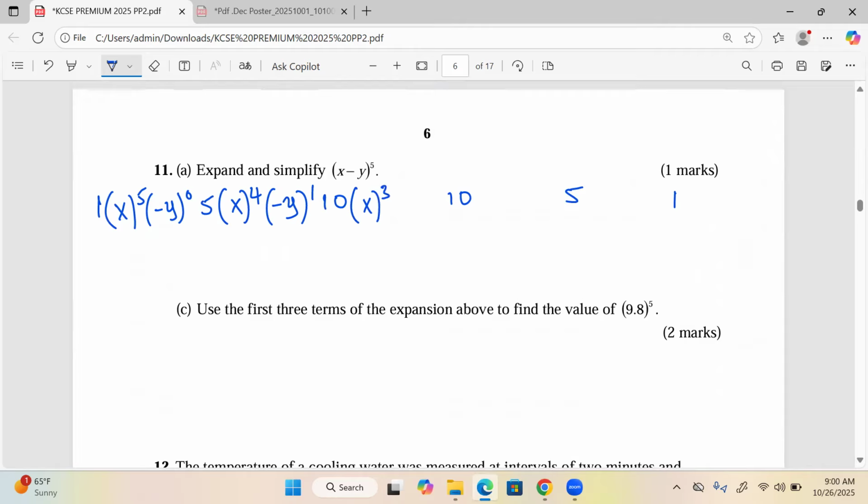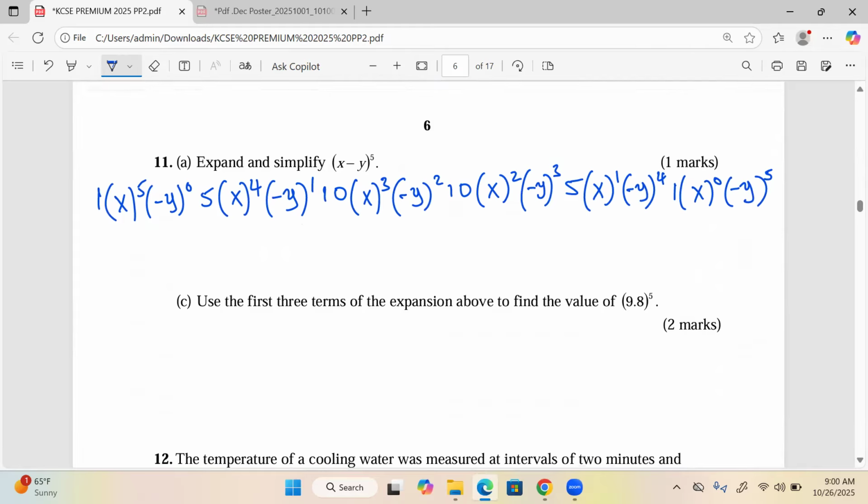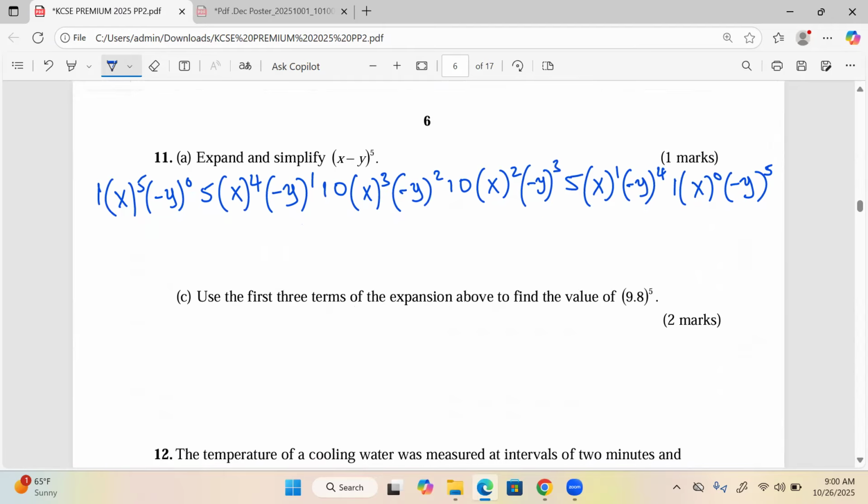x goes to power 3, and negative y now becomes squared. x goes to power 2 as negative y becomes cubed. x goes to power 1 as negative y goes to power 4. Then x takes a power 0 as negative y ascends to power 5 like that. Now we can expand these.